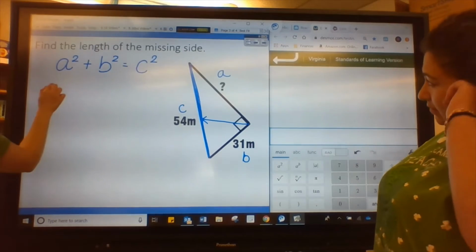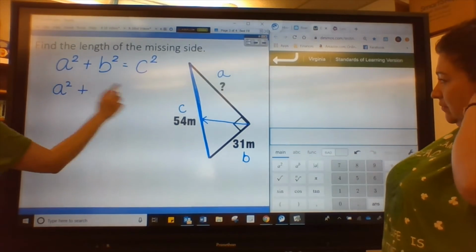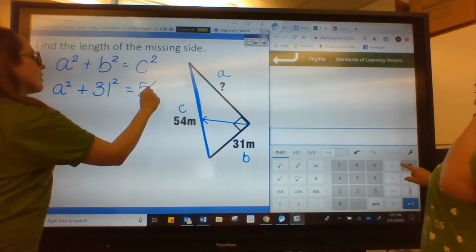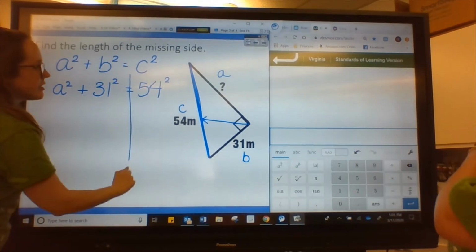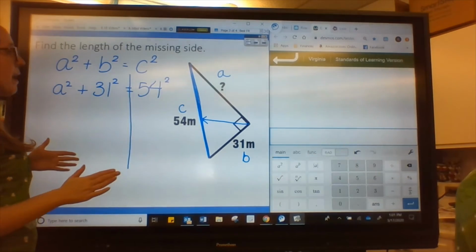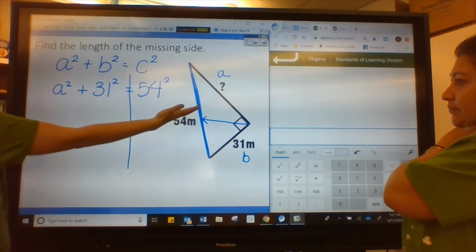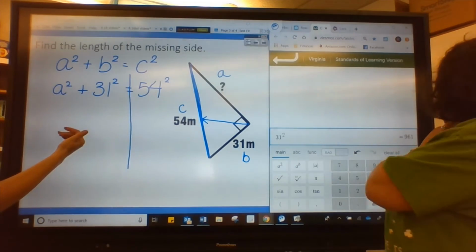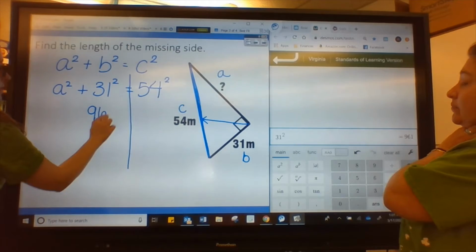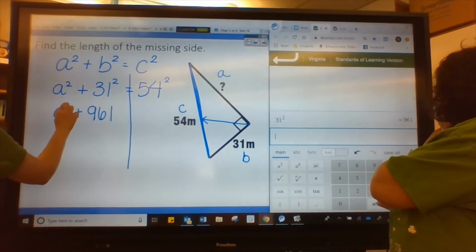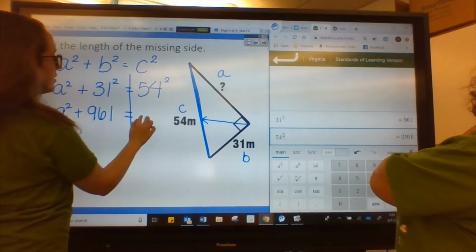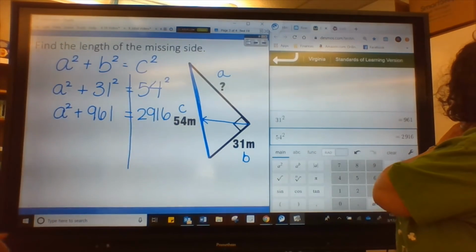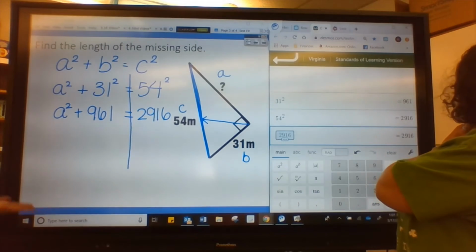All right, so I don't know what a is. b is 31. c is 54. I always tell people if they can just get to this step, then the rest is really not so bad, because there's only two things you can do mathematically. What's 31 squared? It is 961. And what's 54 squared? It is 2,916. You can't do anything else there, so that's taken care of. And then we're just solving like a regular equation.